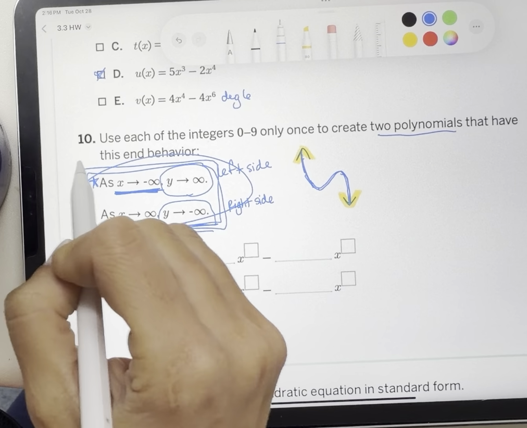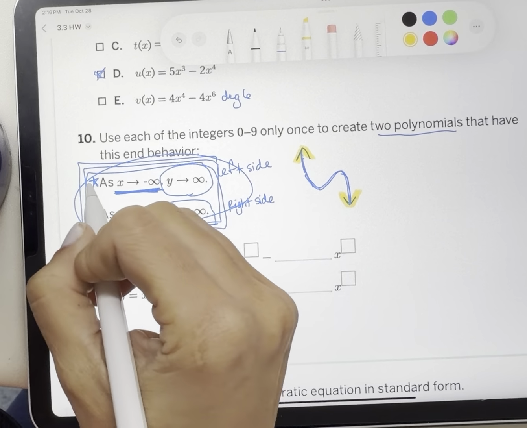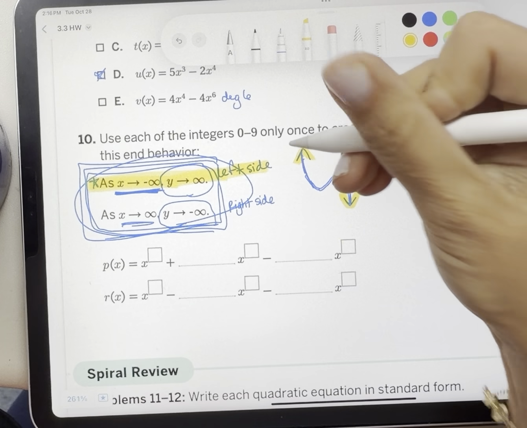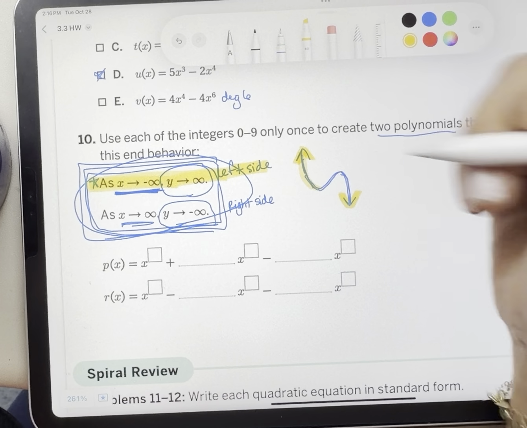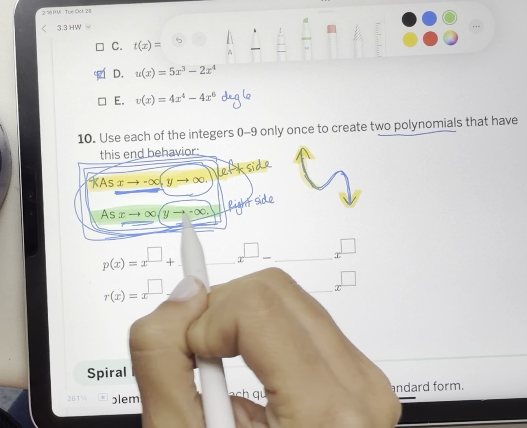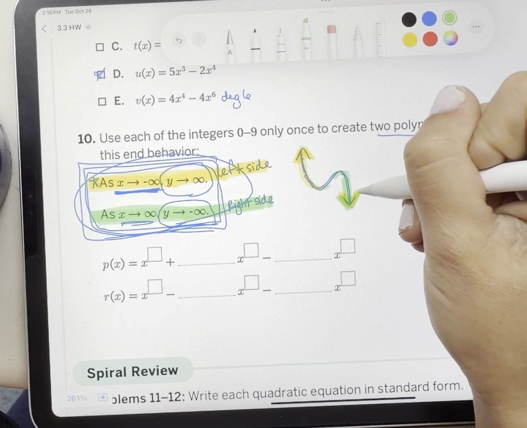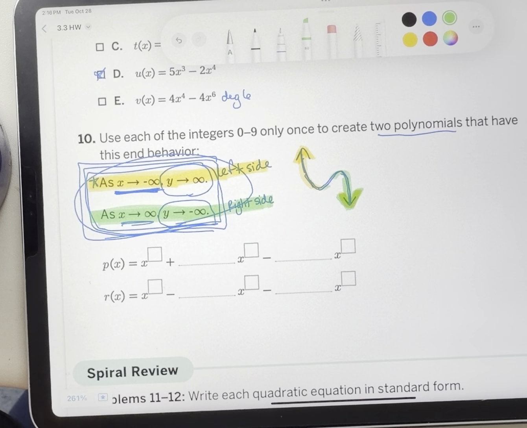This thing right here. Let's highlight it. The top line talked to me about the left side, so the top line told me about that part. And the bottom line told me about the right side, so the bottom line told me about this part. But either way, it's one polynomial that's being described to me right now, one graph. Does that make sense? Okay, good.